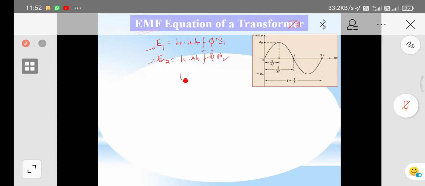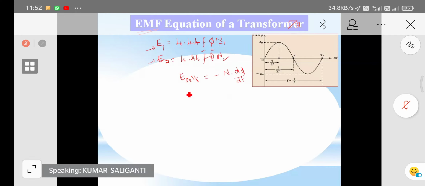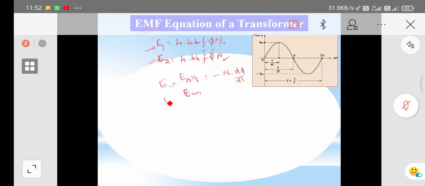Already we have discussed what is meant by self-induced EMF and mutually induced EMF. The self-induced EMF is equal to minus N1 d phi by dt. The mutual induced EMF, the self is E1 and the mutual is E2, is minus N2 d phi by dt. These are the things discussed. So today we are going to discuss the EMF equation of a transformer.